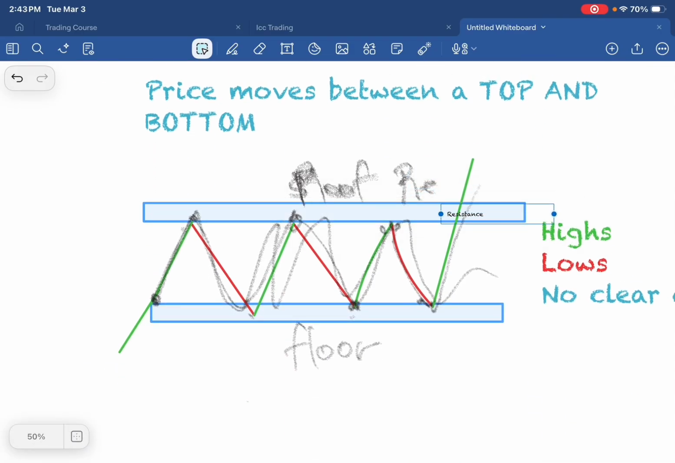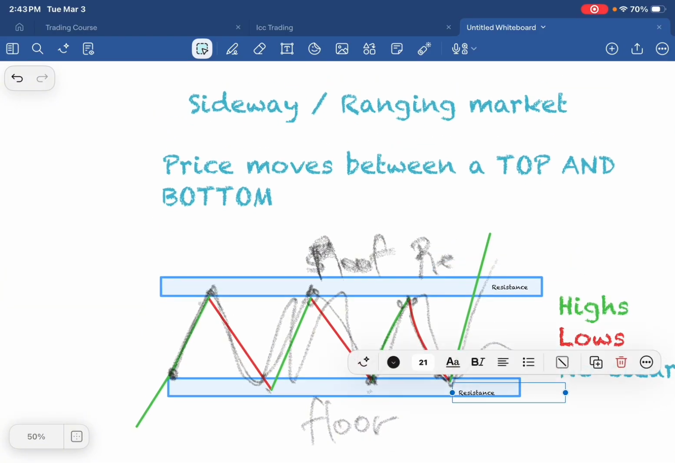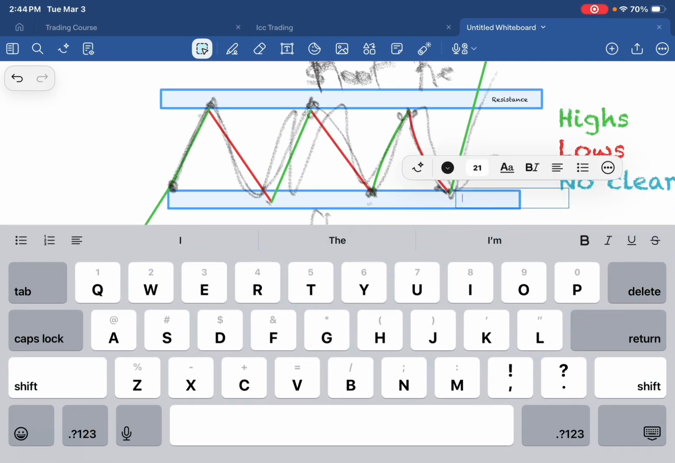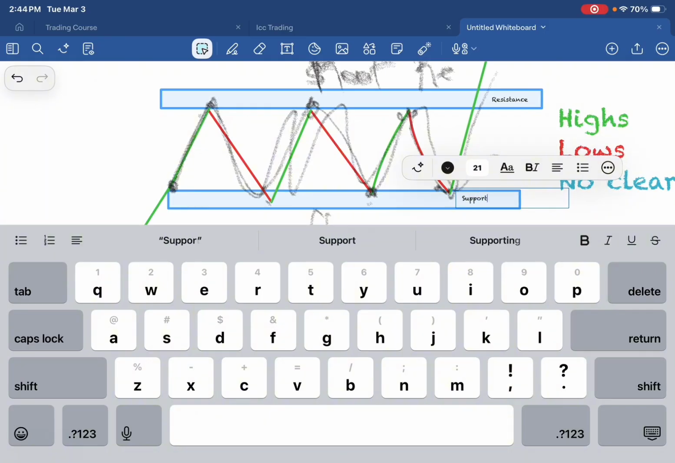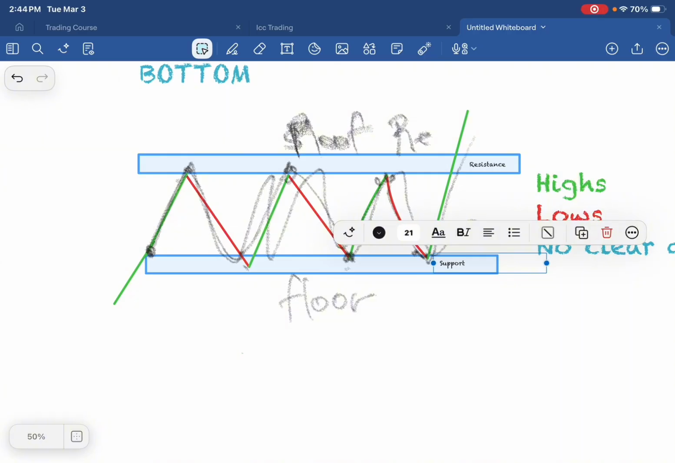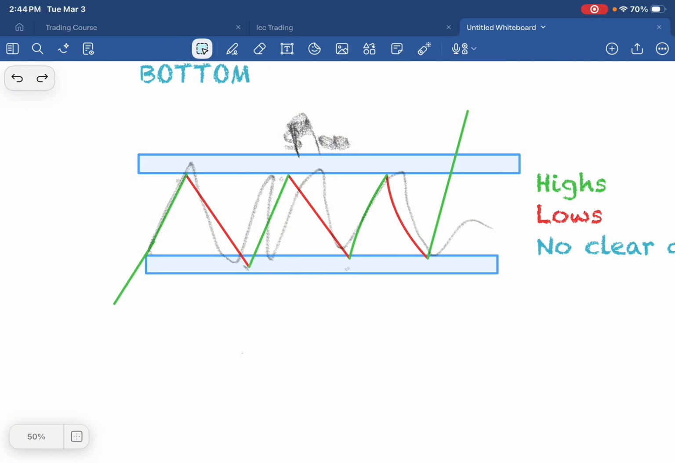Call this line resistance, and this one down here is called support. So support is like a floor. It can't go any further. And resistance, when something is resisting, that means it can't go any higher. And when something is support, it cannot go any lower. So the price is just going to bounce between a resistance and a support. Resistance is unable to go higher. Support is unable to go lower. So I hope you guys understand this, and we're going to go in depth now into market structure.